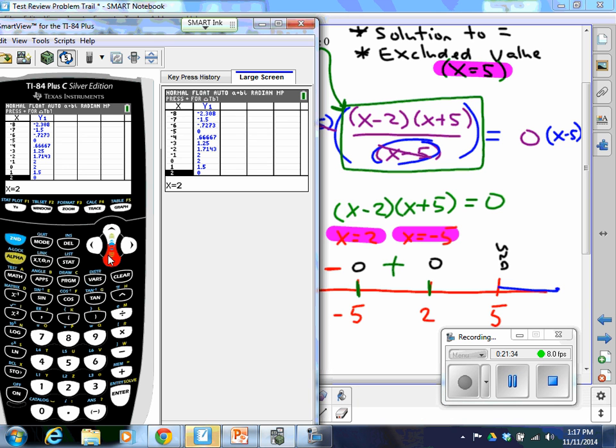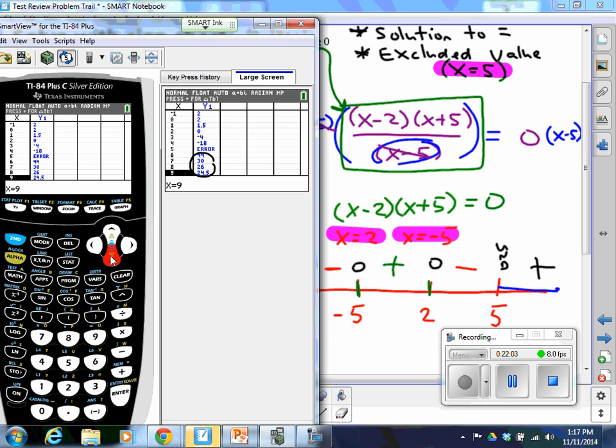Now in between 2 and 5, again, these y values are negative again. And as we scroll down, I see there's my undefined value that we set up from the excluded value. And any number past 5, these didn't show up on the graph. These are big numbers, but the y values are all positive numbers. I can tell just by looking at the table. So those are going to be all positive.